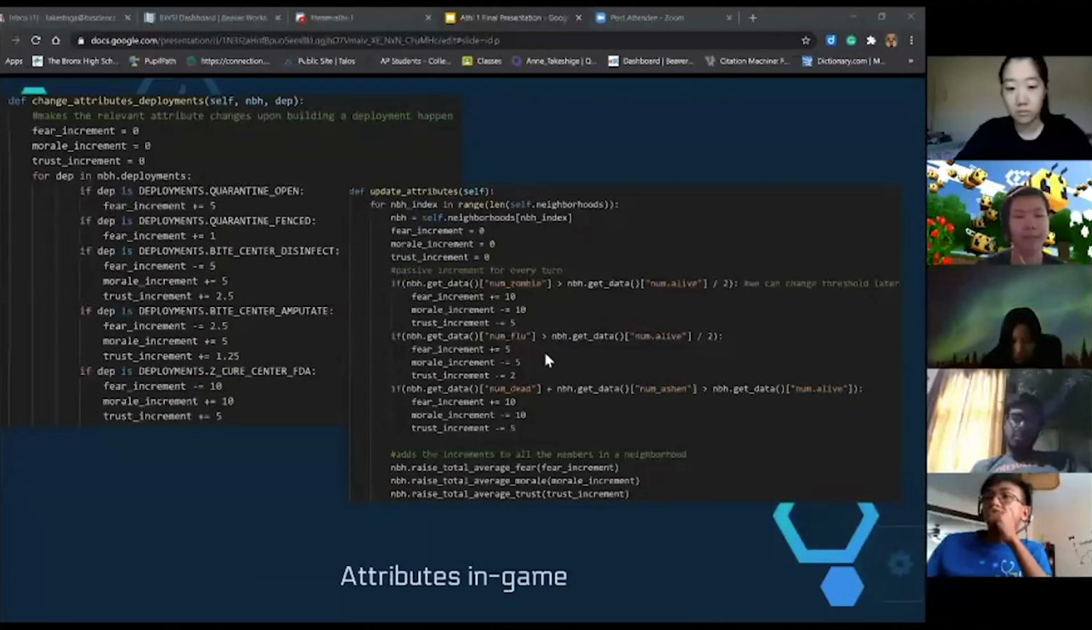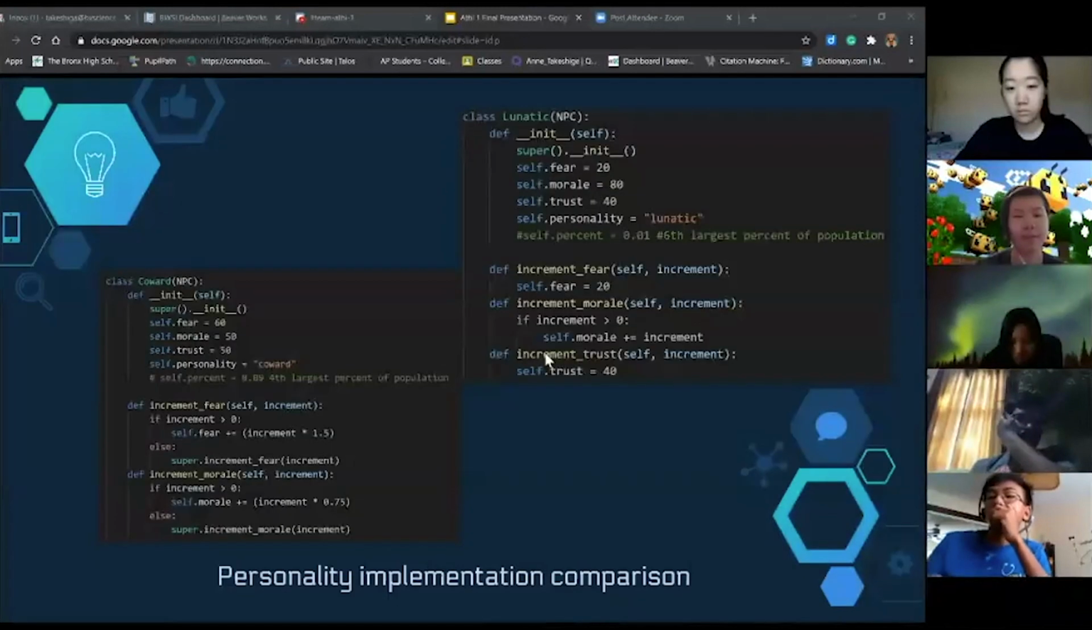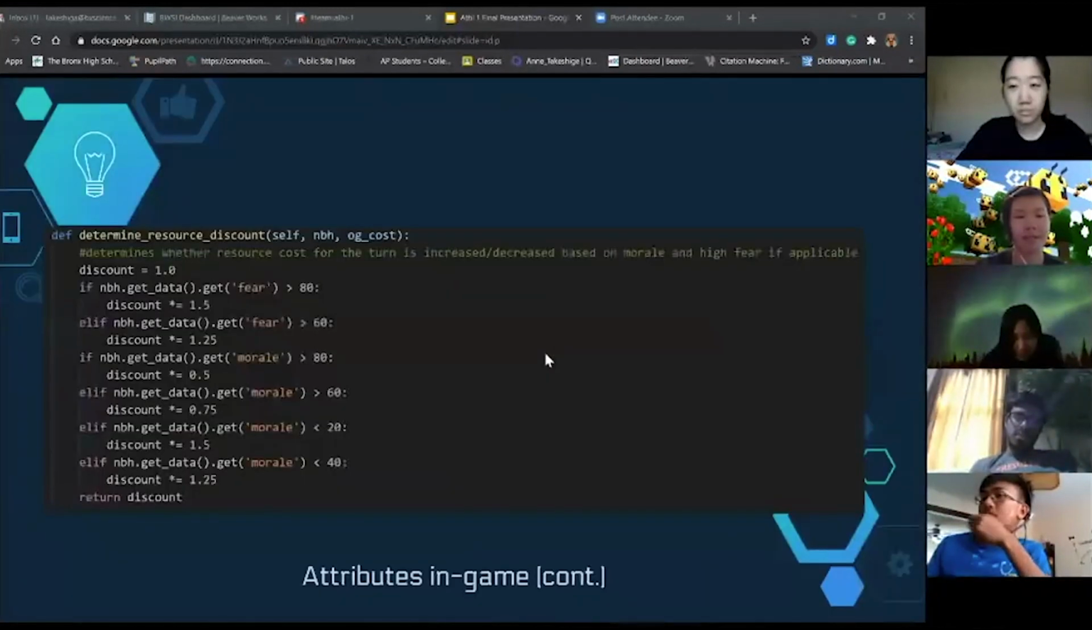Here's our implementation for 2 personalities. As you can see, the starting attributes are different and the incrementation rates of attributes are also different. As for the way attributes themselves affect the rest of the game, here's an example: high morale can decrease resource costs, while low morale and high fear can increase the cost of resources.